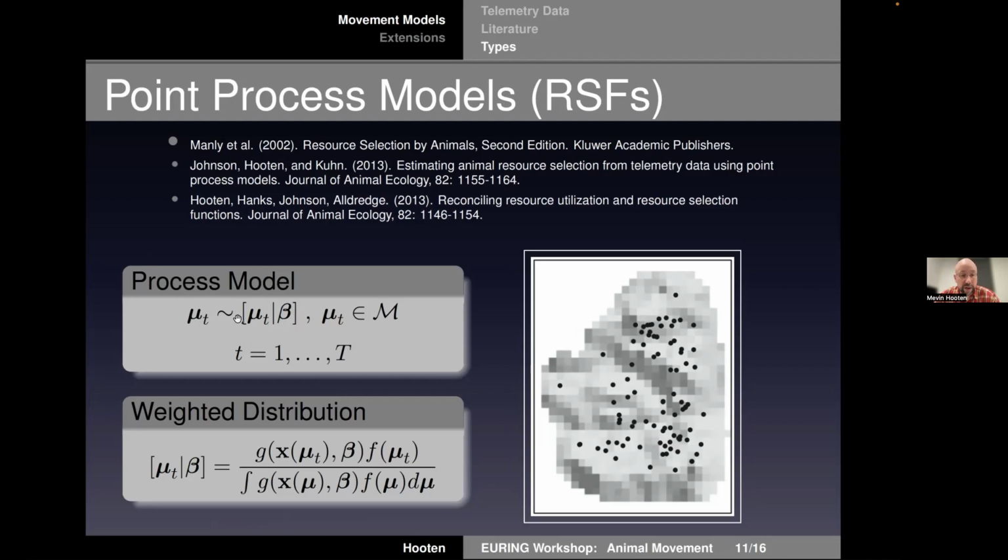The square bracket notation here, so mu arises statistically, stochastically from some distribution. This is a distribution of interest, so it's just a shorthand notation for that. And this distribution could be characterized by the product of two functions. One, f, usually is referred to as availability, and g is referred to as selection. And I'll talk to you about that in the next section when I switch the slides up.